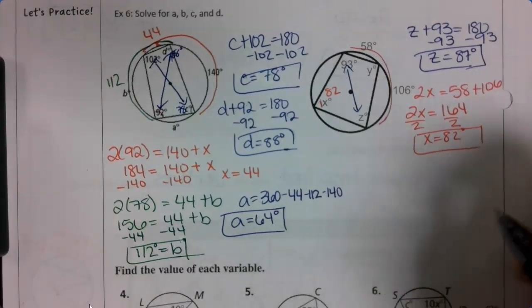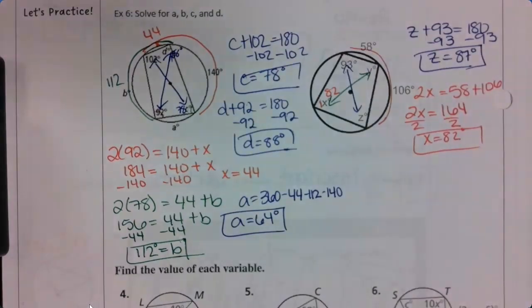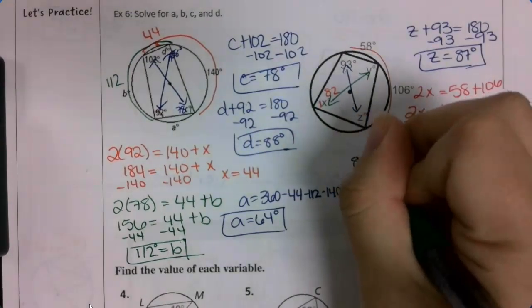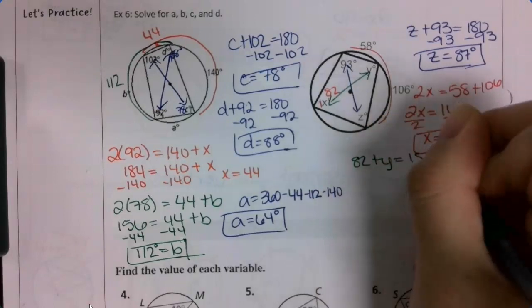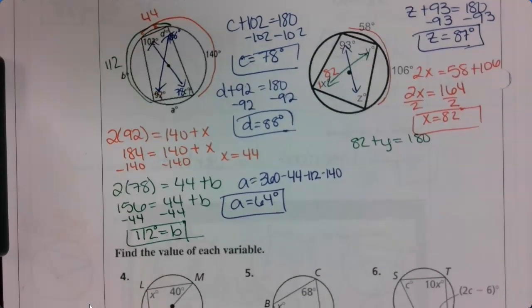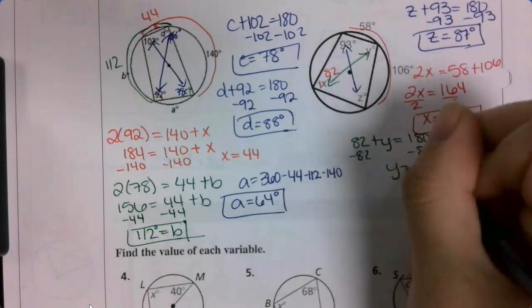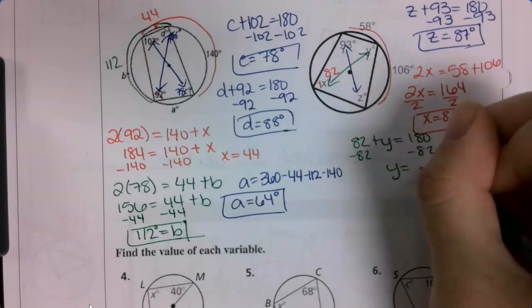So now that I know that x is 82, I can find the angle directly across from it. So I know that 82 plus y should equal 180. And then I subtract 82, I get y equals 98.